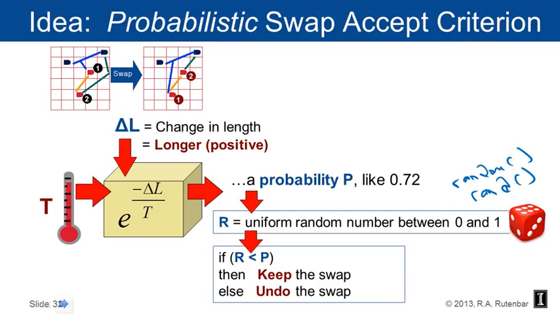That's what it means to take this swap with probability P, because I'm going to get a different answer depending on how this random number turns out. And sometimes, for a swap with exactly this delta L at exactly this temperature, sometimes I won't take this swap. 28% of the time, in fact. And sometimes I will take this swap, 72% of the time. I know this sounds very strange, but this is how it works. We're going to talk about more of this in more detail.